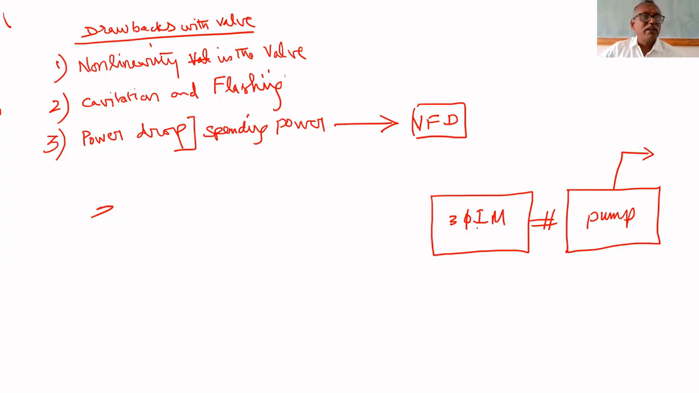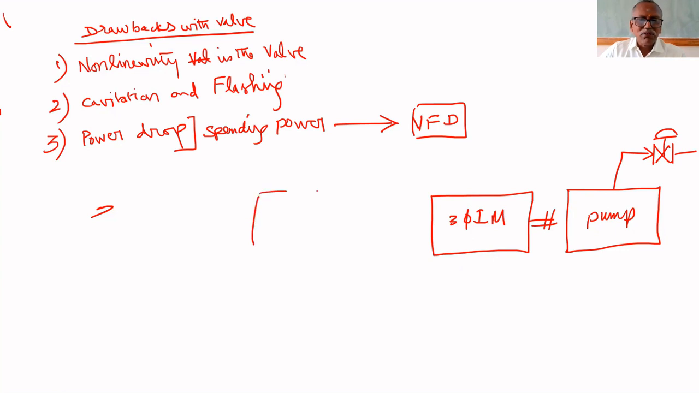By varying the speed of this motor... Suppose this three-phase induction motor is rotating at constant speed, you can put a valve here and adjust the flow rate. It means you are deliberately wasting the power of this motor by blocking the line.